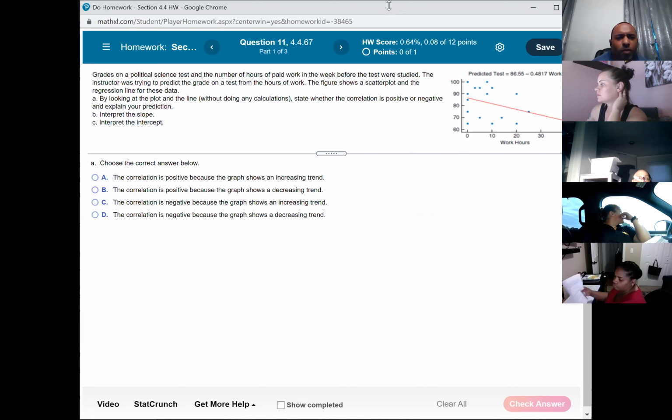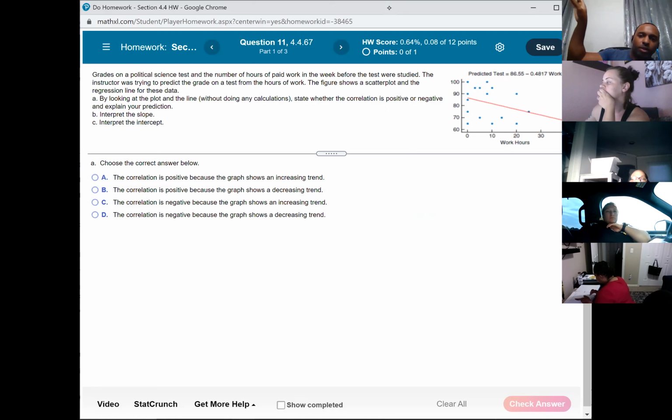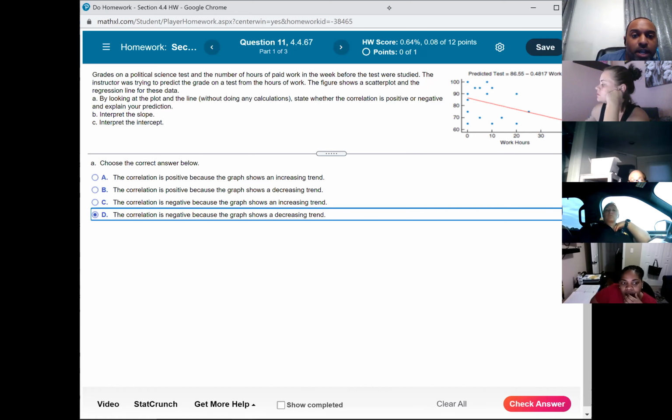So here, this is number 11, grades on political science test, number studied, and so on. So we're looking at the correlation. We know the correlation is not positive, so that eliminates A and B, because if it was positive, it would be going up. It's negative, so it's going down. So the correlation is negative because the graph shows a decreasing trend. So it has to be D. All right.